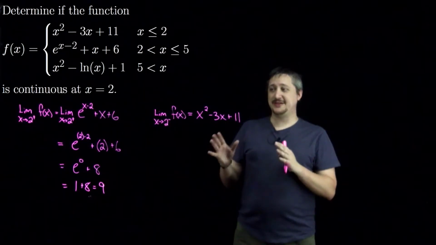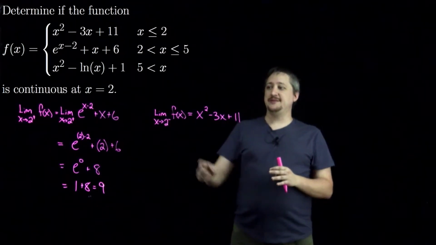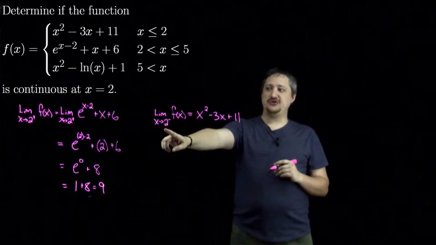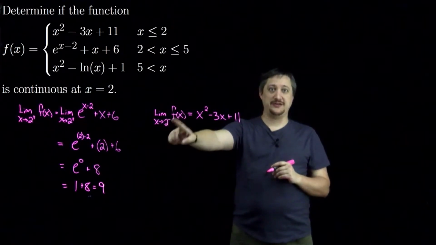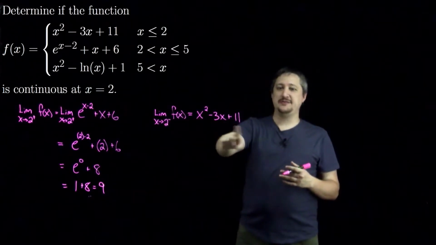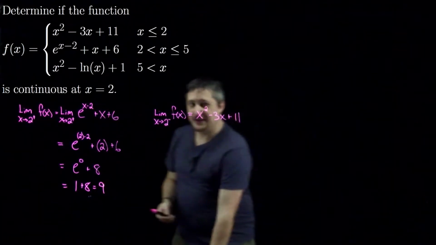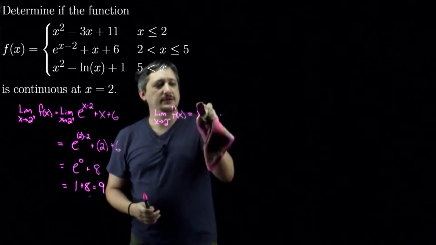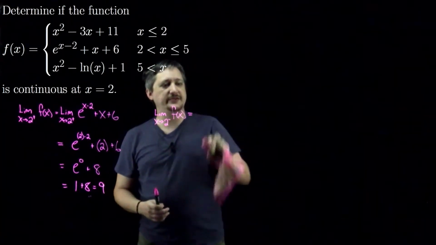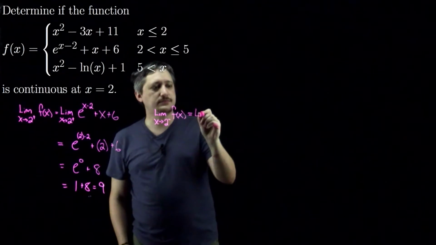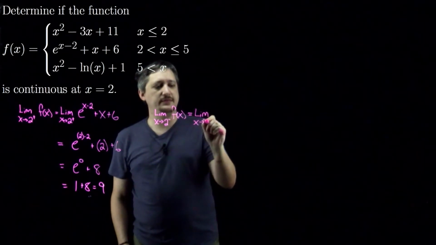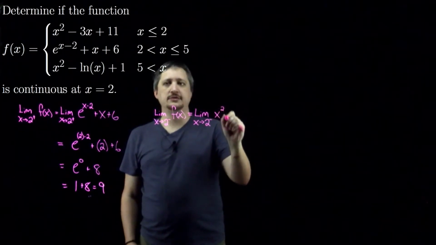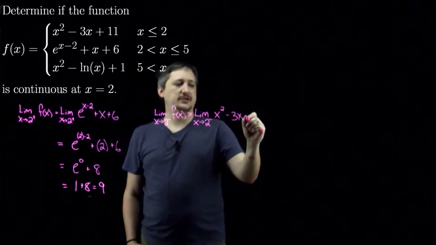Okay, so the mistake that I made is that I said this limit as x goes to 2 of f of x is a function, but that doesn't make any sense, right? Because it should be a number if I actually evaluated the limit. What I meant was to have a limit in here, right? So in particular, erase that. So in particular, I needed the limit as x approaches 2 from the left of x squared minus 3x plus 11.